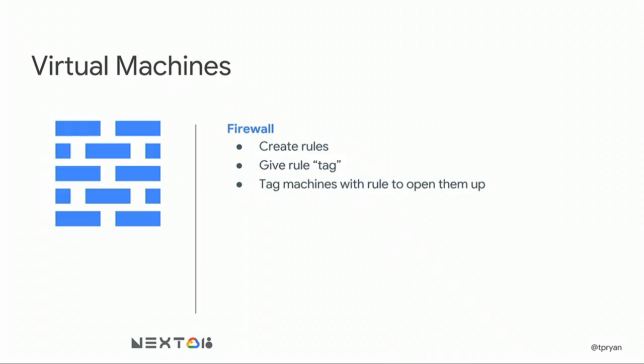Firewall, kind of briefly talked about that. You create a rule, open port 3306 on TCP. And then you give that rule a tag, a name. So that would be MySQL for those who are playing along at home. And then you tag machines with those rules, and that's how you open up the firewall.